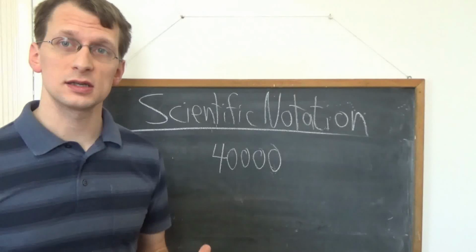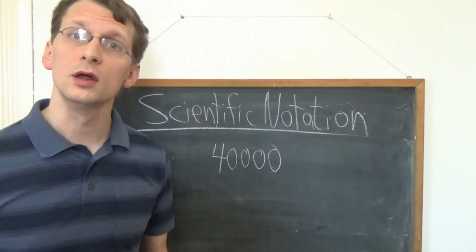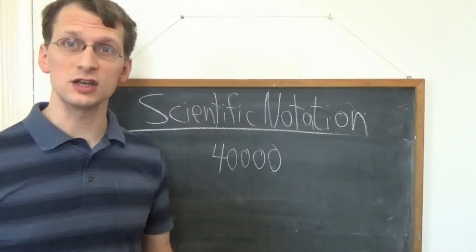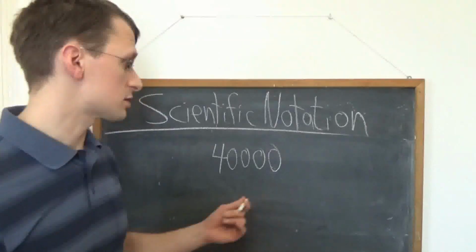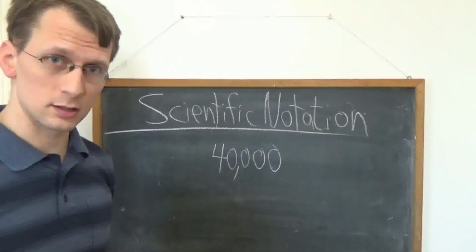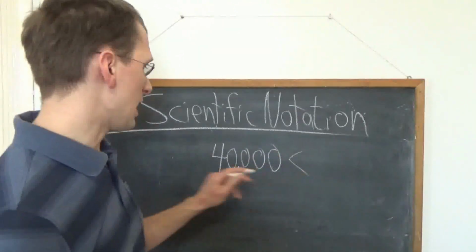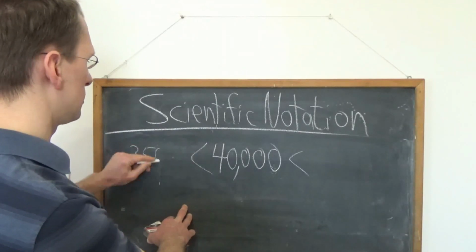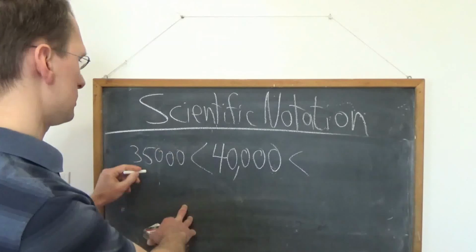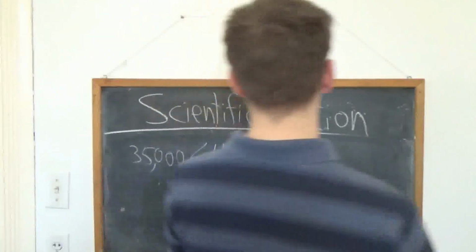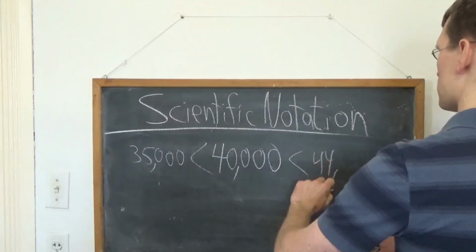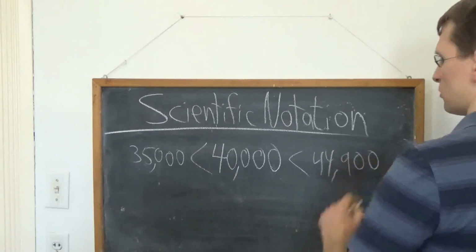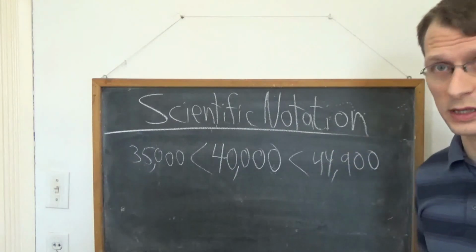Scientific notation is also really useful for showing how precisely we know a number. For instance, if we just write the number 40,000, then that number could be anywhere between 35,000 and 44,900. Could be anywhere between there.